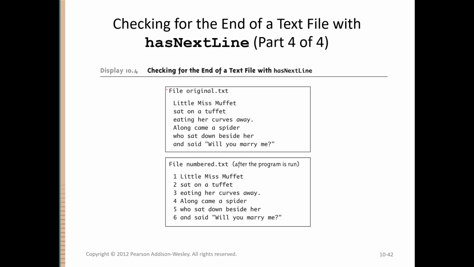So if the file is like this, if the original is this one, then the numbered one is going to be exactly the same, but now with 1, 2, 3, 4, 5, 6. So that's the idea.